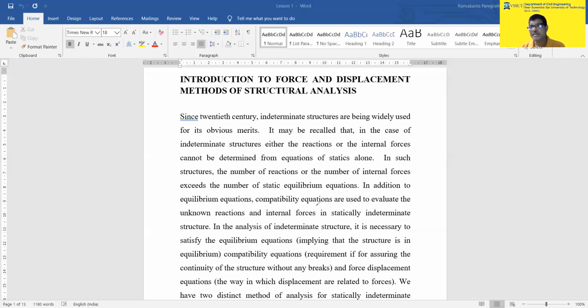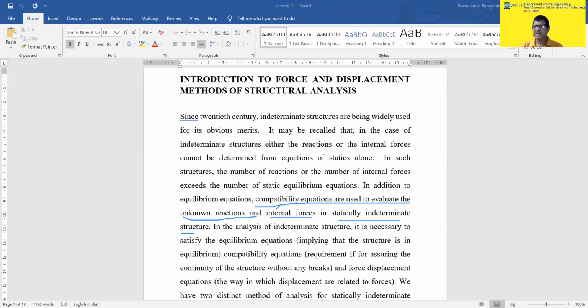Now how to solve this statically indeterminate structure? Because you are not able to solve it by using the equations of equilibrium, you have to take the help of the compatibility equations. Compatibility equations are evaluated to find unknown reactions and internal forces in statically indeterminate structures. Now, clear?